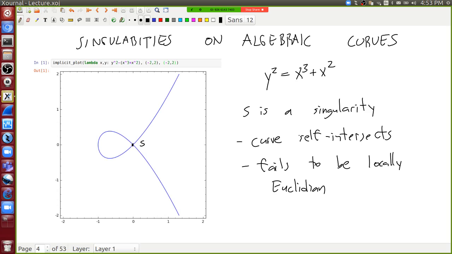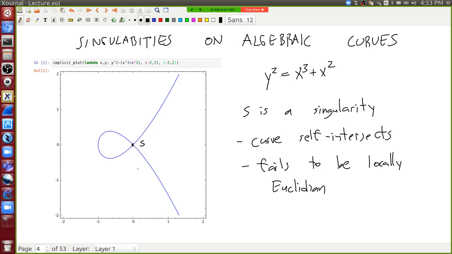This is one of my prototype problems that I'll come back to a lot today. y squared equals x cubed plus x squared, and there's a plot of it in the real plane. Right off the bat, we see we have a singularity where the curve self-intersects at this point S. We see that we don't have a clearly defined tangent line.